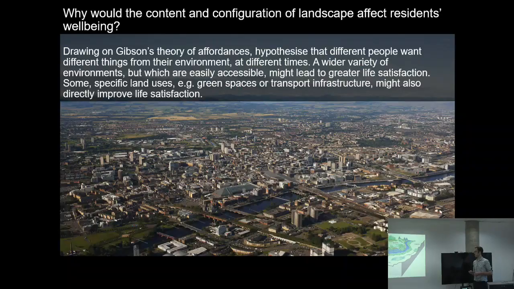So why would the content and configuration of a landscape affect residents' well-being? Well, we based our understanding on Gibson's theory of affordance. This hypothesizes that different people want different things from their environment at different times. And actually, a wide variety of environments, which are easily accessible, can improve health. Being in a place where you have access to lots of different types of places and spaces can be good for individuals' health, regardless of whether you use them or not. Knowing that you have the opportunity could potentially generate greater life satisfaction for a city's residents. For example, green spaces: you might not use them, but knowing that you live in a green city could influence health.